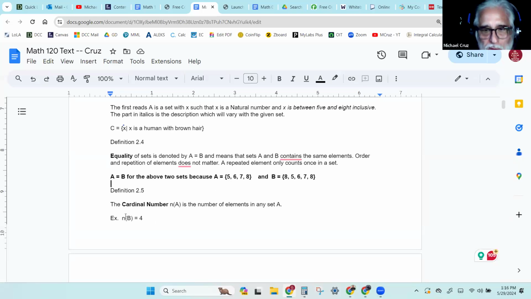Same thing with both of these. When we say the cardinal number, we want to know how many are in the set. It's just an old term that just means how many are in that set. And usually you write it like this: n, open and close parentheses, put the set name in there so you know which one to go over there and count. In this course, n means count. How many?